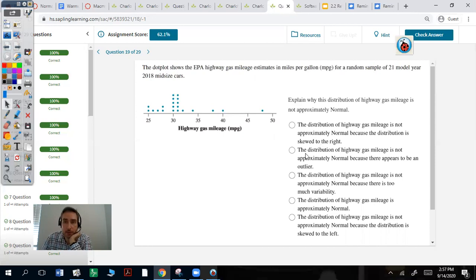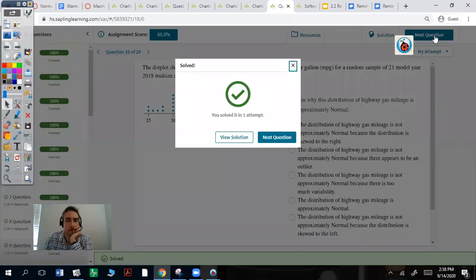Let's look at our other options. There appears to be an outlier. Well, sure, but that doesn't necessarily make it not normal. Too much variability. This one says that it is normal. This one says skew to the left. So I'm thinking, there is potentially an outlier, but these still skew it a little bit. I would say skew to the right. Yeah, that was a little bit tricky.